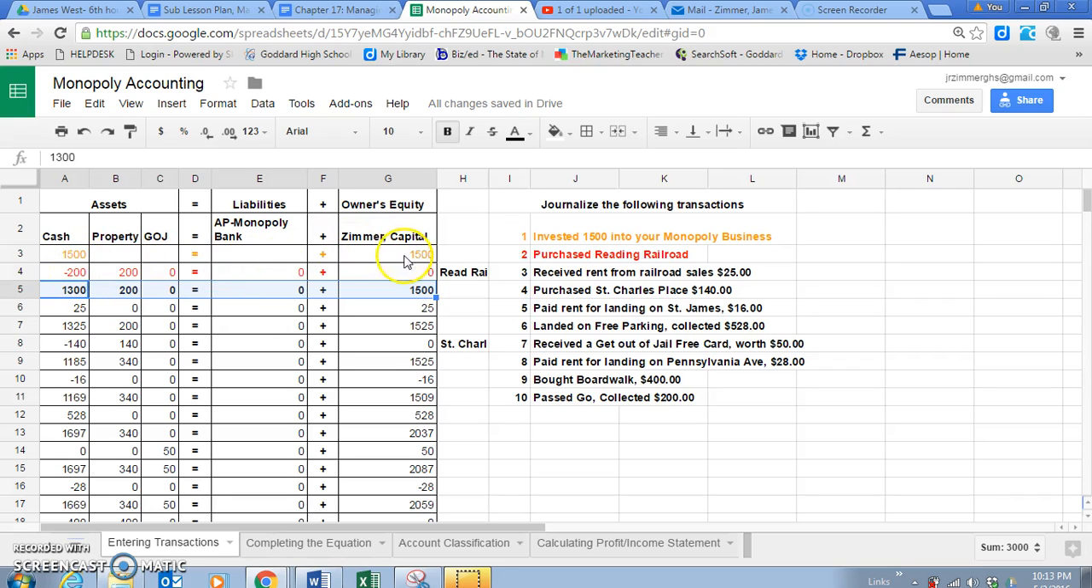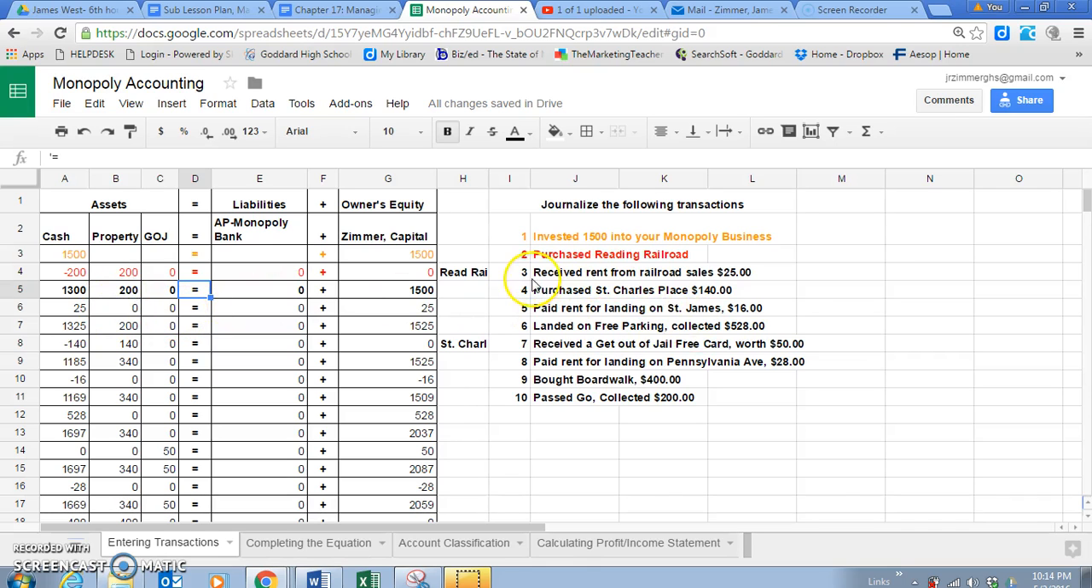This is where I have found my totals after my transaction has occurred. So after my initial investment, I spent $200. That means my cash is going to go down to $1,300. My property is going to go up $200, and they still both equal $1,500. So my assets equals my liabilities plus my owner's equity. And that's how you keep your accounting equation in balance. Not very complicated, not very difficult. There'll be some more transactions we'll talk about as we go along that will make this a little more challenging, but it shouldn't be too bad.